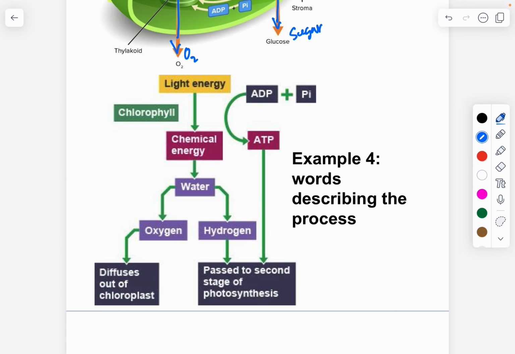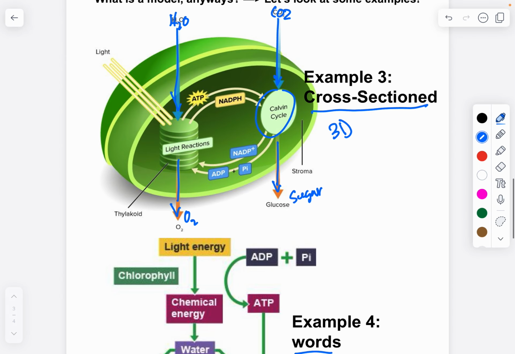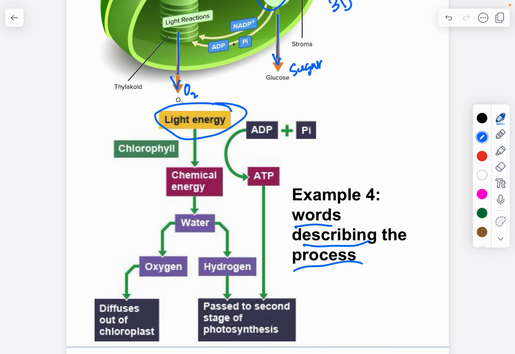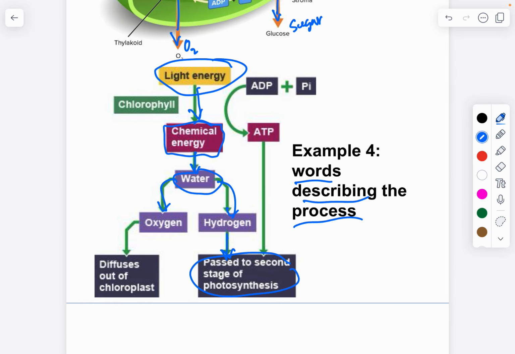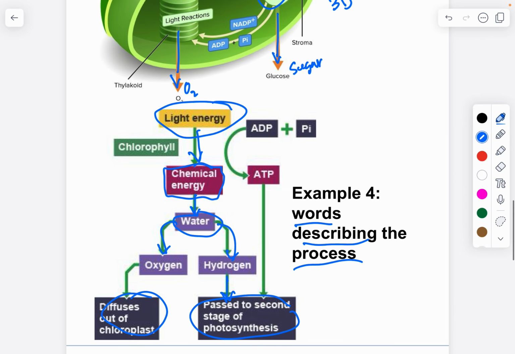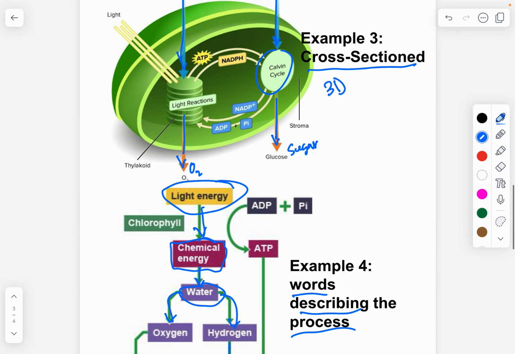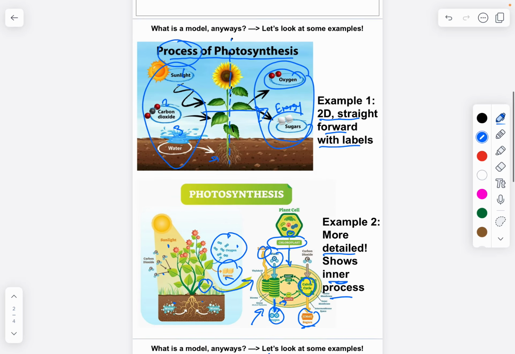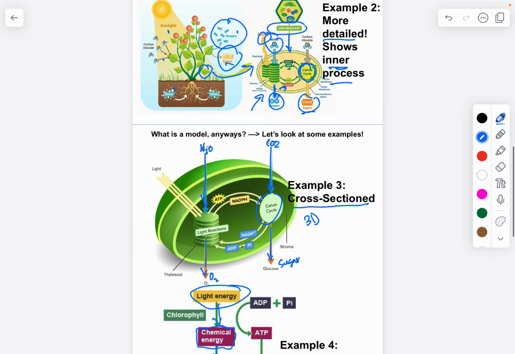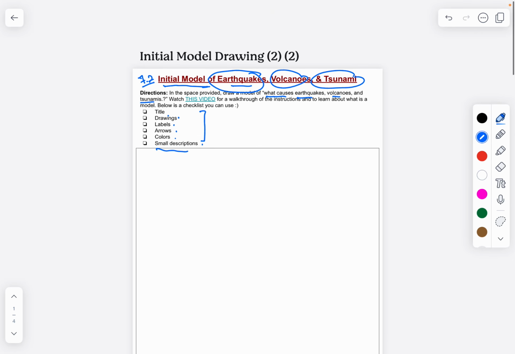Let's look at our last one here. This one is more so just words that are describing the process of photosynthesis. It starts all the way up here. The light energy goes through chlorophyll, and it basically turns light energy into chemical energy, and then it separates water into oxygen and hydrogen. Then this hydrogen passes through a second stage of photosynthesis, and the oxygen is diffused into the chloroplast. But how does it get out? I don't know. Even though I don't know that much about photosynthesis, because I'm not a biology teacher, just by looking at these models, you can already kind of tell what photosynthesis is.